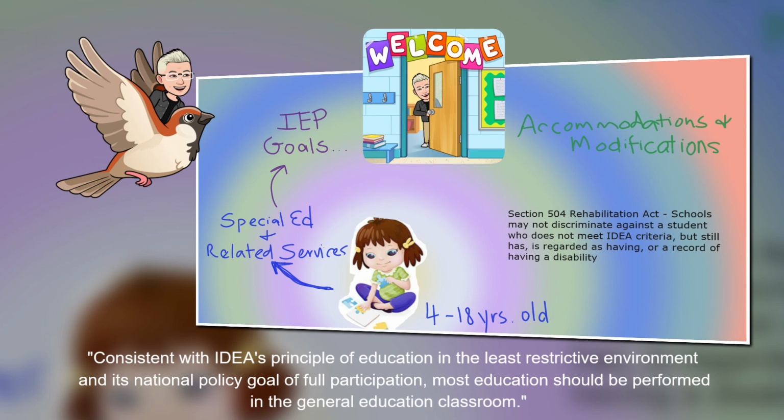This refers to Section 504 of the Rehabilitation Act. Schools may not discriminate against a student who does not meet IDEA criteria, but still is regarded as having or has a record of having a disability. Everyone is unique, and it is up to us to identify specific needs of individuals. In closing, I'd like to share a short story.